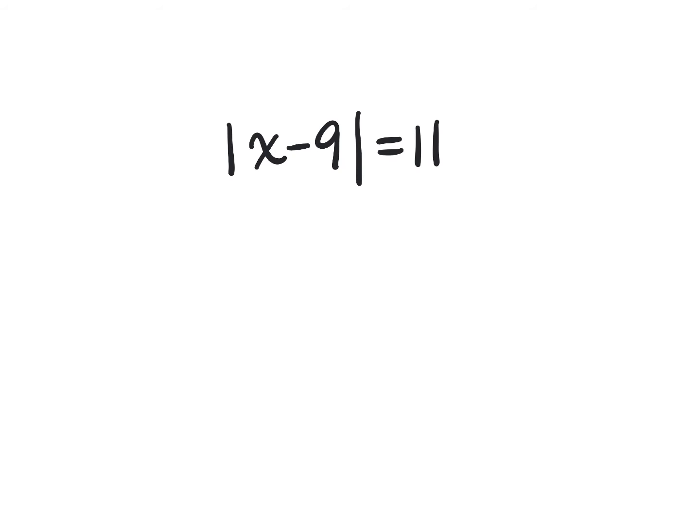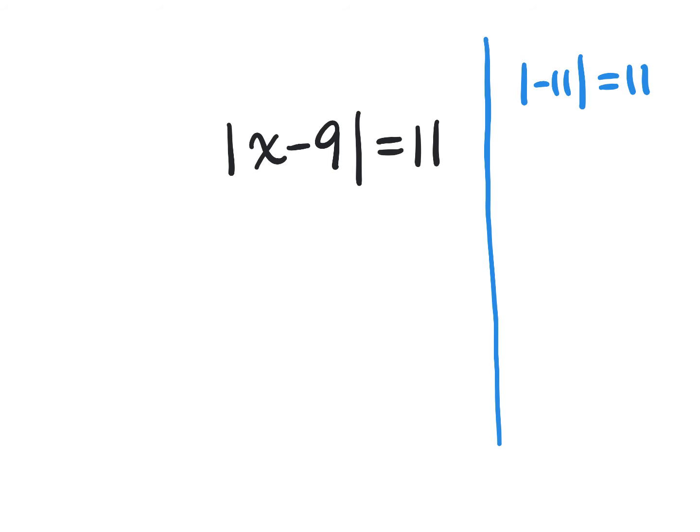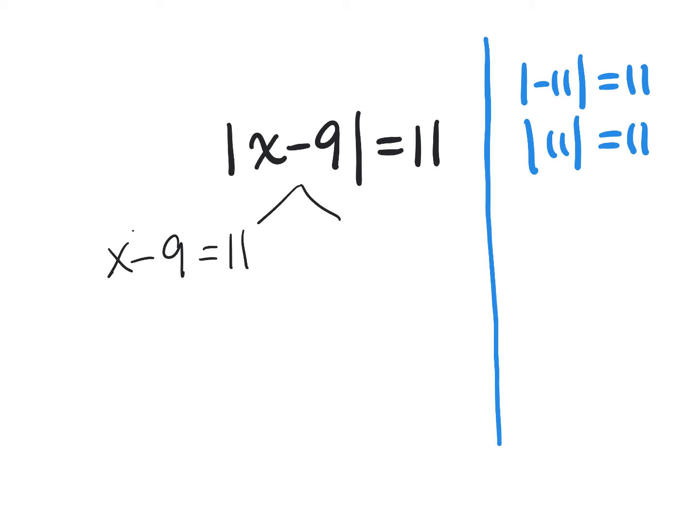Let's suppose we have the absolute value of x minus 9 equals 11. To get an answer of 11 from an absolute value, either negative 11 or positive 11 would both give you 11. So just remember that off to the side. The absolute value of negative 11 equals 11. The absolute value of 11 equals 11. So if this absolute value equals 11, then it could either be negative 11 or positive 11. So I'm going to say this breaks into 2, and x minus 9, what's inside, has to be 11, or it has to be negative 11.